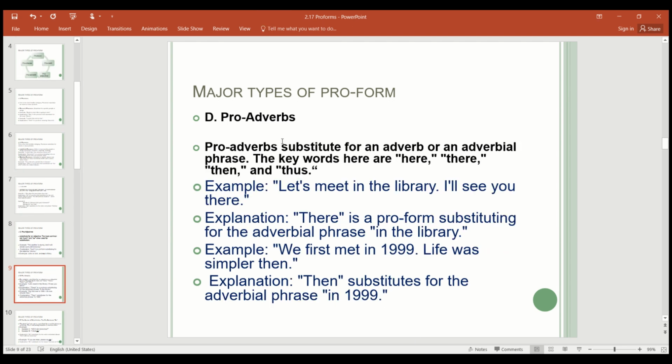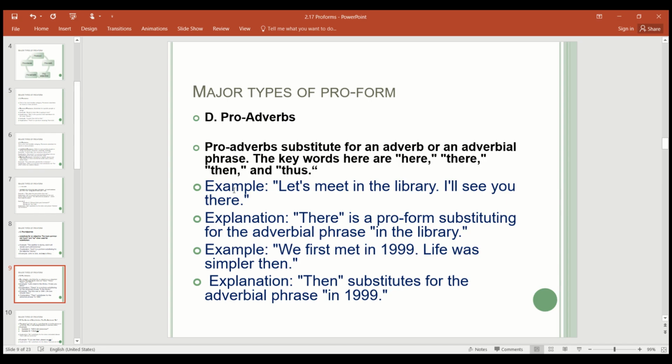Pro-adverb, we have certain keywords such as here, there, then, and thus. Of course, there are others, but this is what is mentioned here. And again, I have to remind you that not all cases of proforms are listed in this lecture.